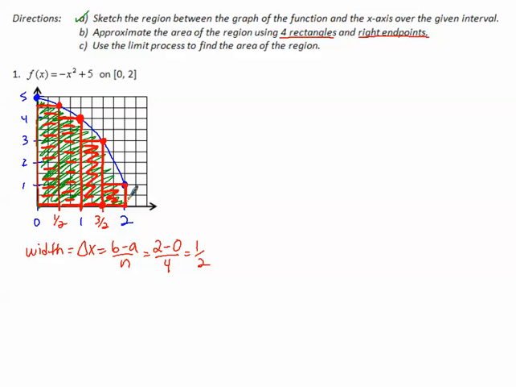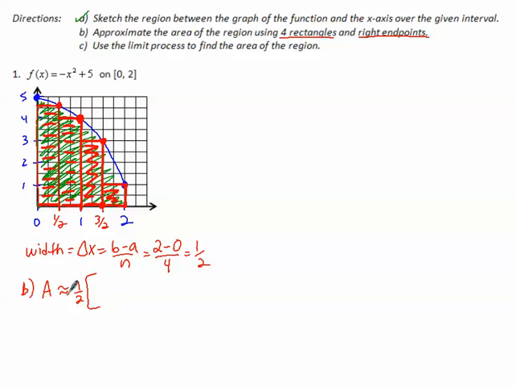So for this approximation, for part B, we're approximating the area with our right endpoints. And that means that we're finding the first area, its width times the height. Add it to the next one, width times the height. Third one, width times the height. And all of these widths are the same. So instead of having to say 1/2 each time, we're going to pull out the 1/2 factored out, and that's our width. Now we'll just add up all the heights.